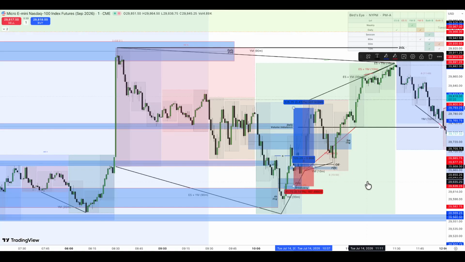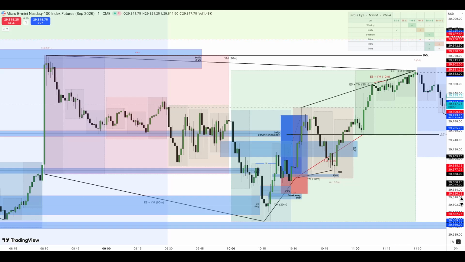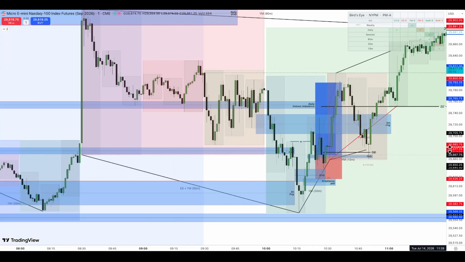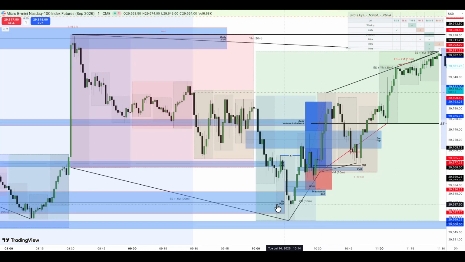So that's like 1 is to 3 R. So now going into the trade. Once price tapped this, I was waiting for an SMT. So there was an SMT with ES and YM around here. That means price is a bit higher compared to this low. So that was an SMT.